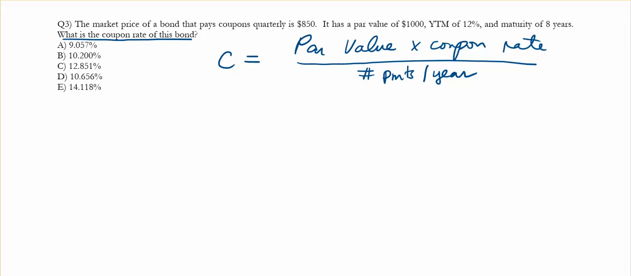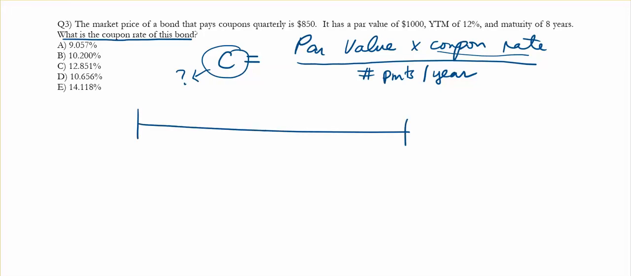Now, if we had all of these three values, we could find the coupon rate. However, in this problem, we are not told what the coupon payment is. So we have to do some more work. We have to find the coupon payment, and then we can plug it into this formula to then find the coupon rate. As always, just make the timeline of the cash flows that you know of the bond in this problem.